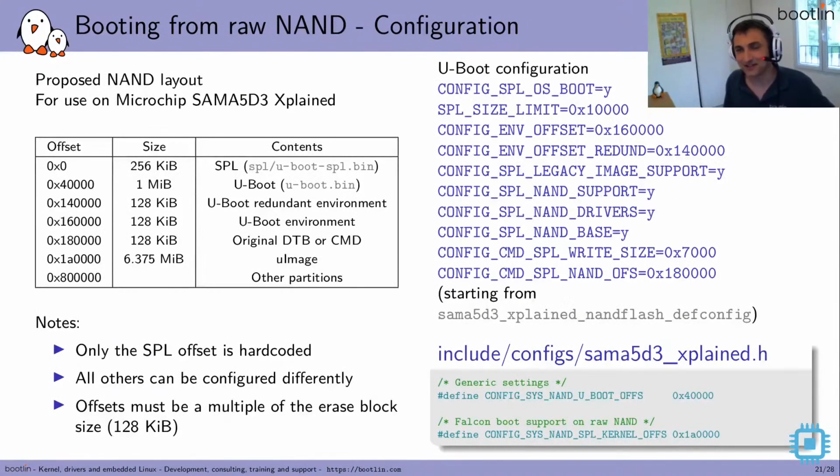Now the next case is to implement Falcon mode from raw NAND. So I'm proposing this layout here. Only the SPL offset is hard-coded. It must be at the start of raw NAND. All the other offsets can be configured differently. The only constraint is that offsets must be a multiple of the erase block size, which is 128 kilobytes here. You see the offsets either in the U-Boot configuration, where we started from the NAND flash defconfig, or in the board.h file that's here.